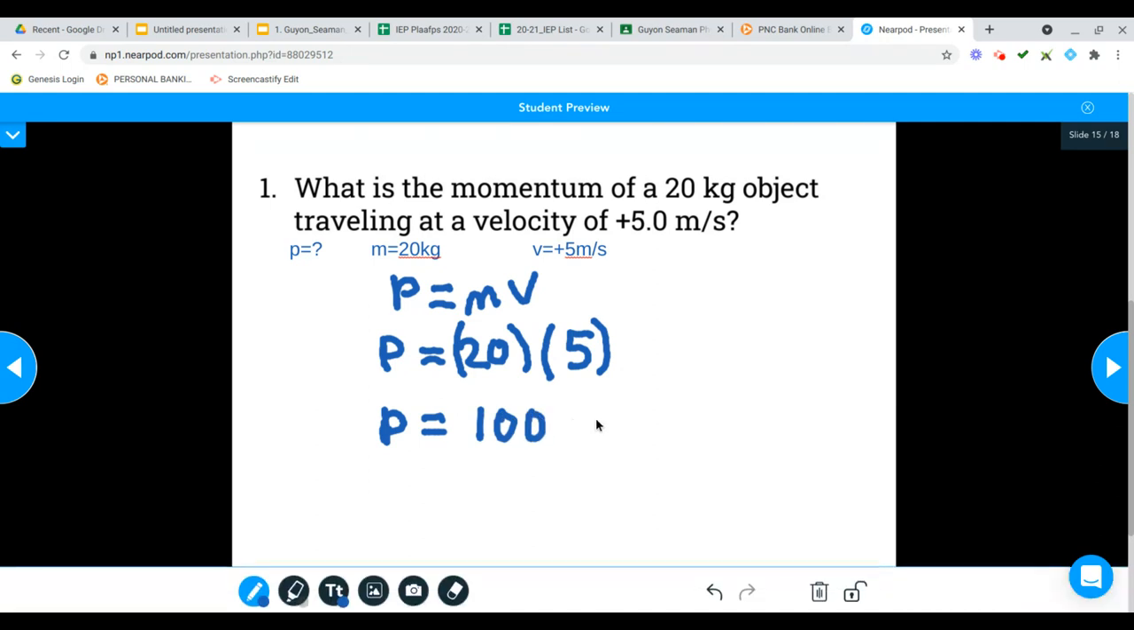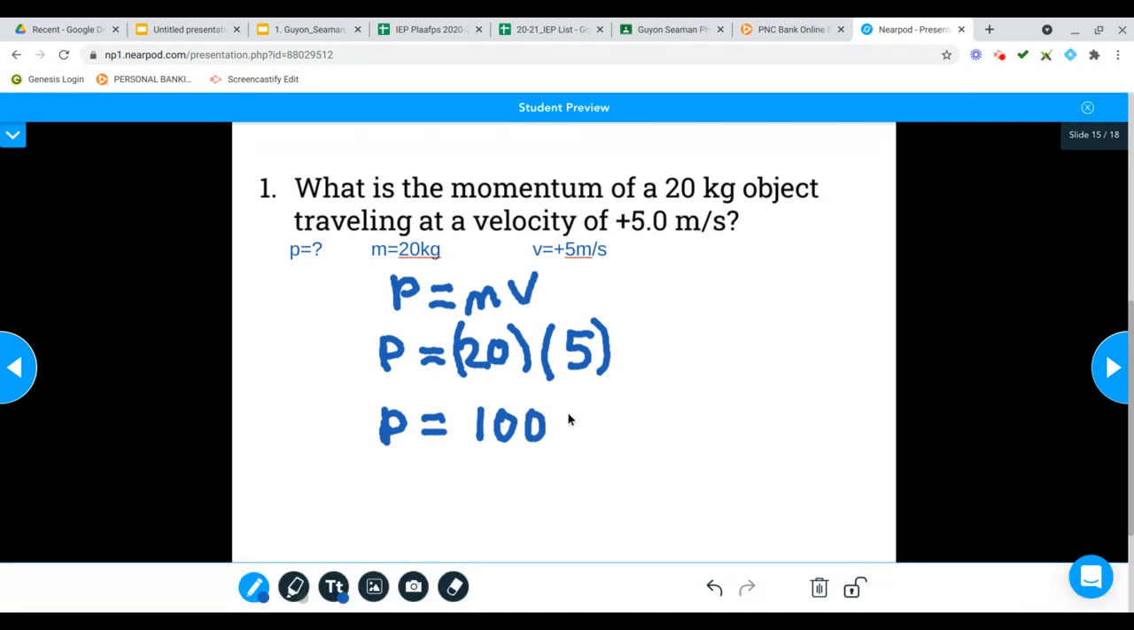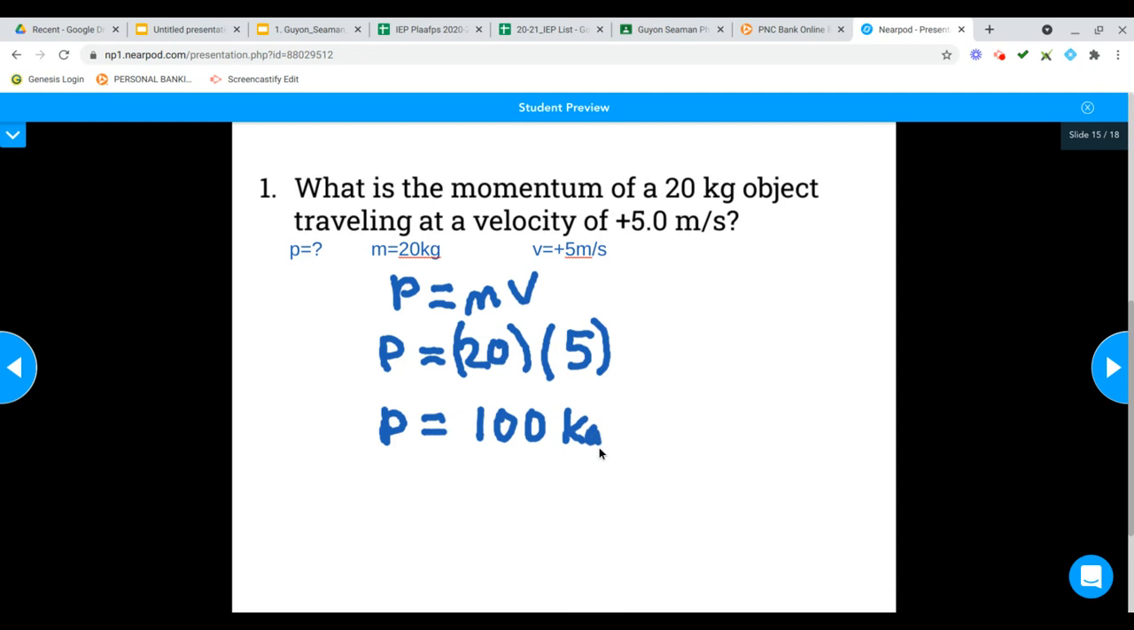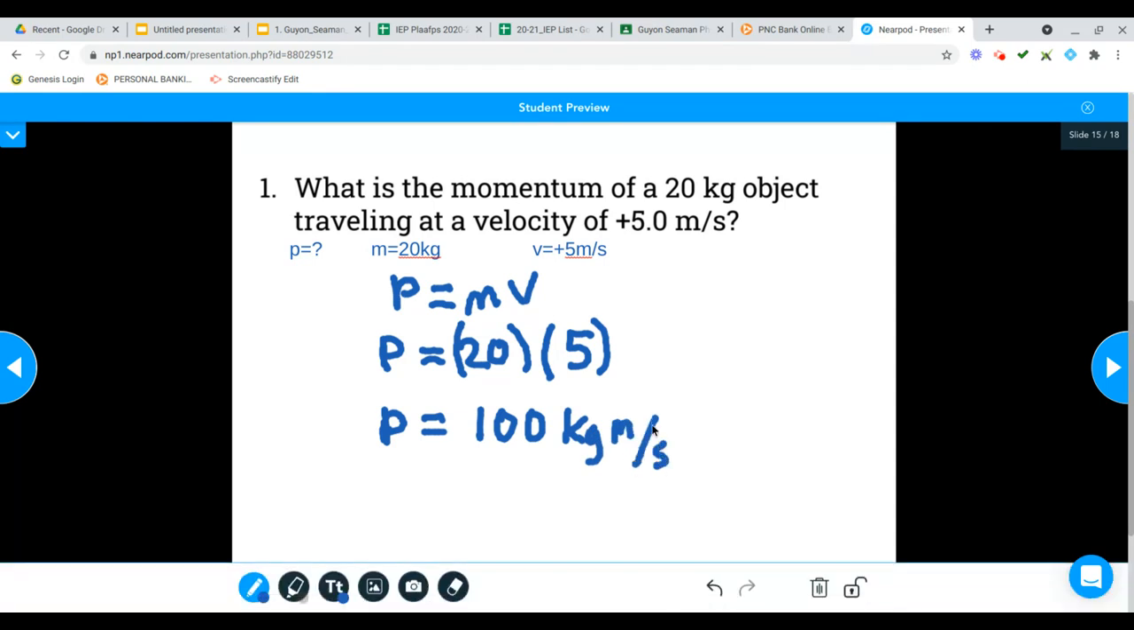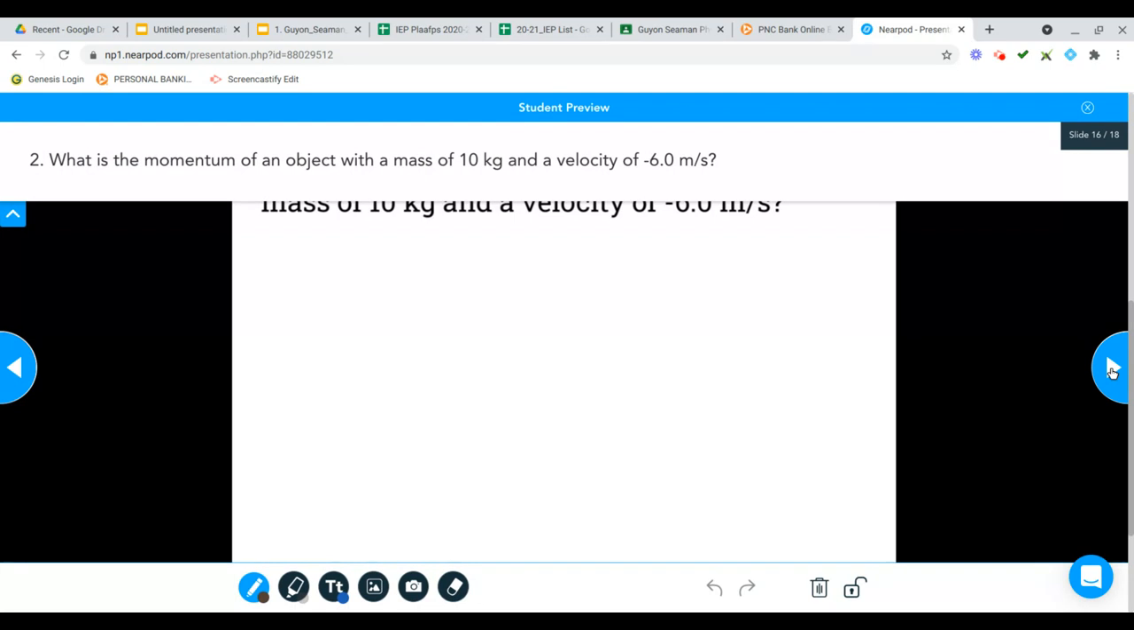Okay. And then the unit for momentum is simply just the unit for mass times the unit for velocity. So it's just kilogram meters per second. Okay. So that is that problem there. I'm going to show you a couple more examples.